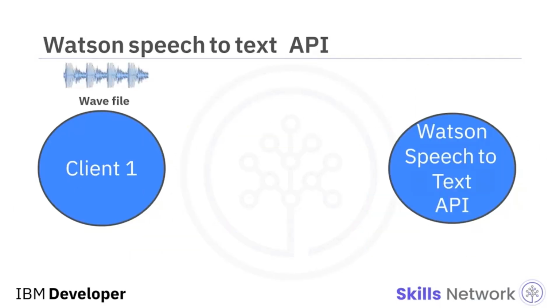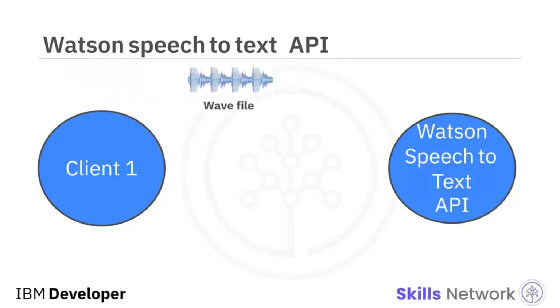Now, another example of a REST API is Watson Speech-to-Text API. This API converts speech to text. In the API call, you will send a copy of the audio file to the API. This is called a POST request. Then the API will send the text transcription of what the individual is saying. At the back end, the API is making a GET request.